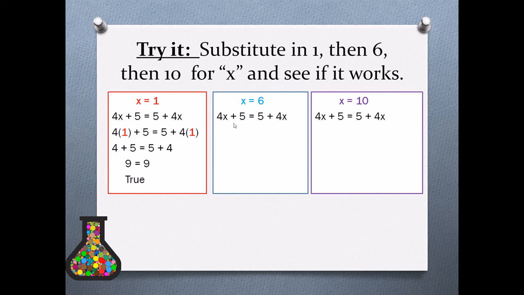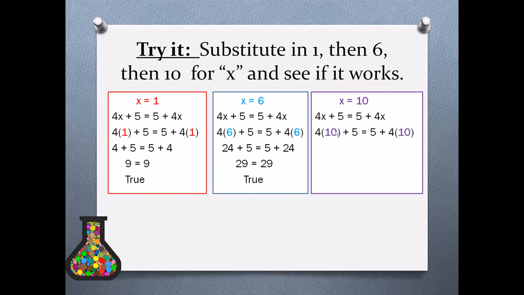Let's just pick 6. We're going to put 6 in for x. So we have 4 times 6, and we have 4 times 6 over here. I've got 24 plus 5, and 5 plus 24. And 29 equals 29. That is also true. 29 really equals 29. All right, let's try 10. I mean, let's get in the double digits here. Let's plug that in.